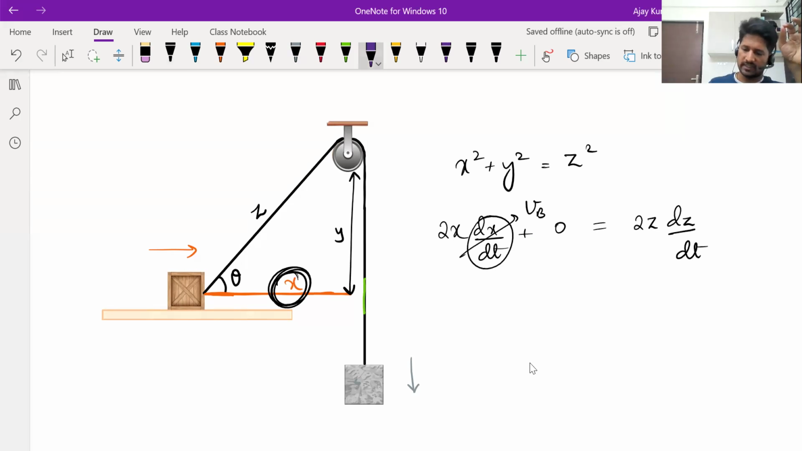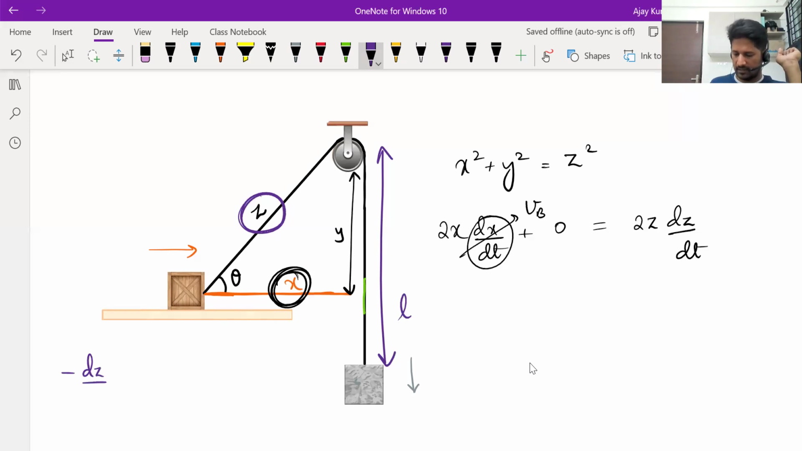By whatever amount z decreases, by the same amount this length will increase. This is not y. Let's call it L itself. If z decreases by any amount, L will increase by the same amount. So the rate of decrease of z is equal to the rate of increase of L. So we can write minus dz by dt, rate of decrease of z, is equal to rate of increase of L, that is dL by dt. So in place of dz by dt, I will take minus dL by dt. That's all.